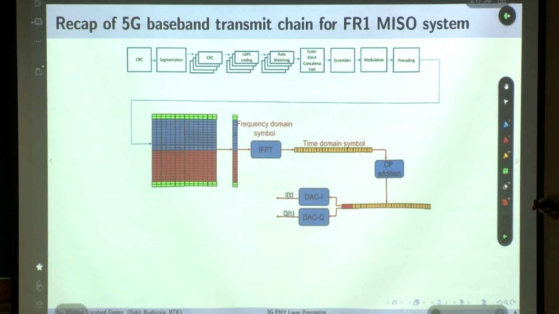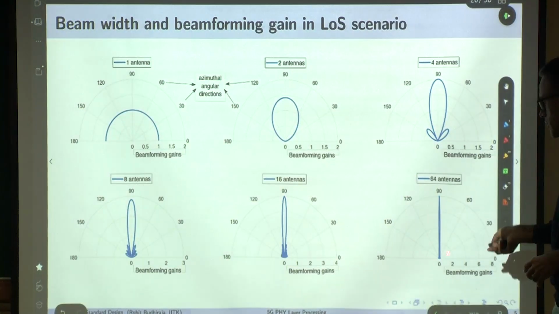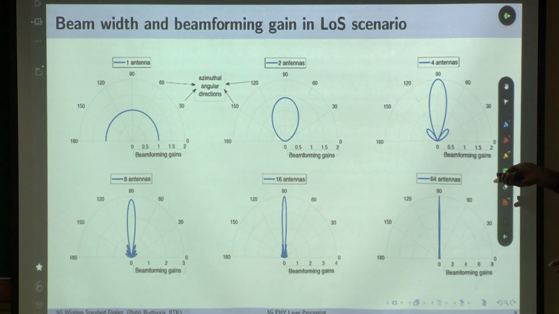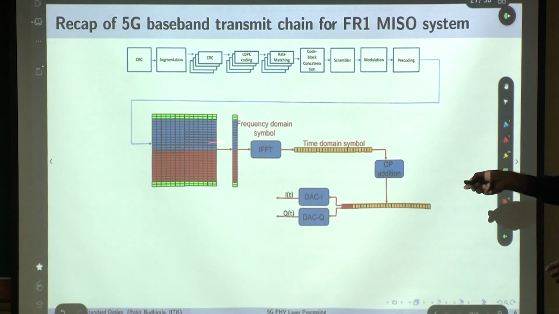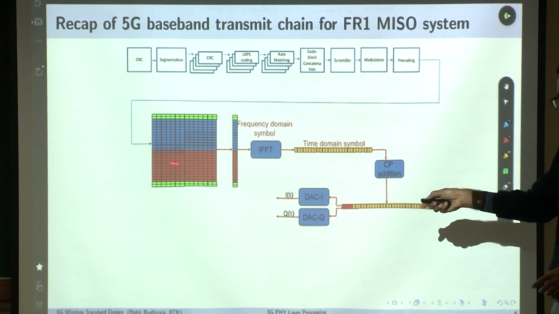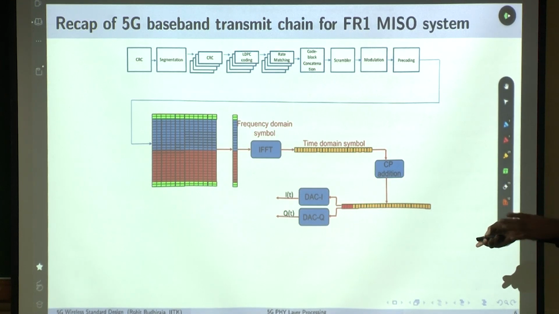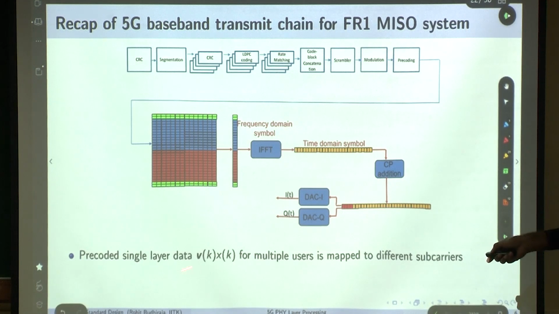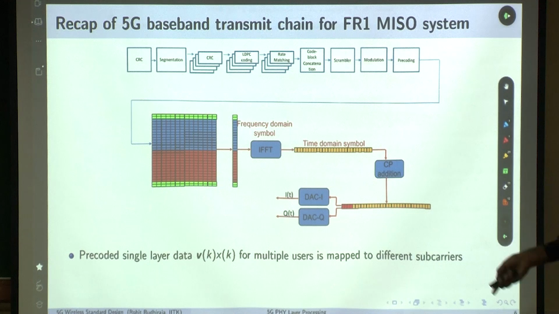Before we see how this is done, just a quick recap of FR1. You take the IFFT. This is the digital domain. You can do all this in the digital domain. So, pre-coded signal, single layer data. If it is single layer, you do V_k X_k. For multiple users, data is mapped to different subcarriers. This is done digitally.